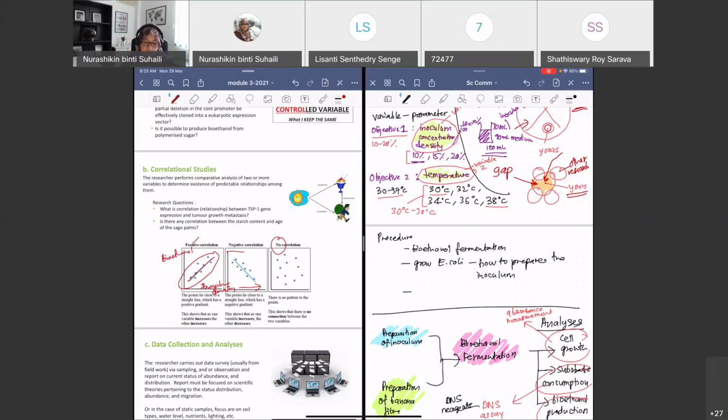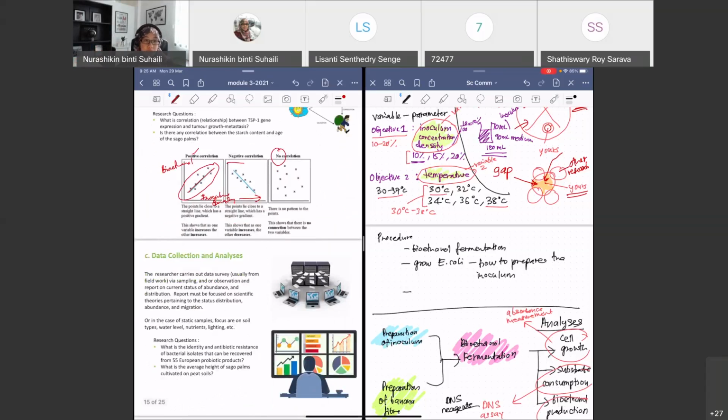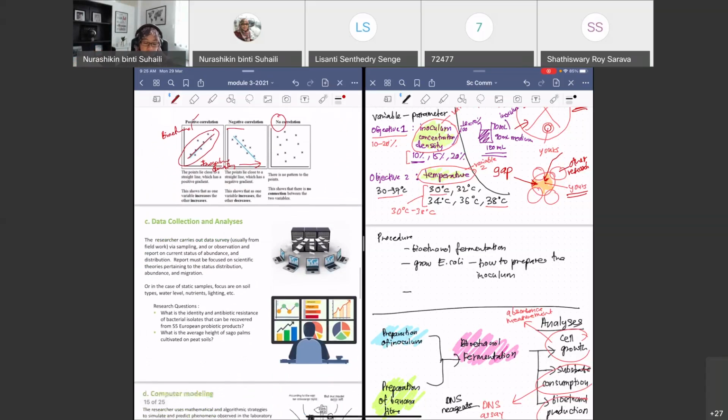No correlation means that when you observe all your experiments, there is no specific trend. It's not increasing, it's not decreasing. Let's say the data is scattered like this, so we can't actually say anything about the trend. This is what we call no correlation between bioethanol and, for example, inoculum density. So that is what correlation studies are all about: finding out the relationship.